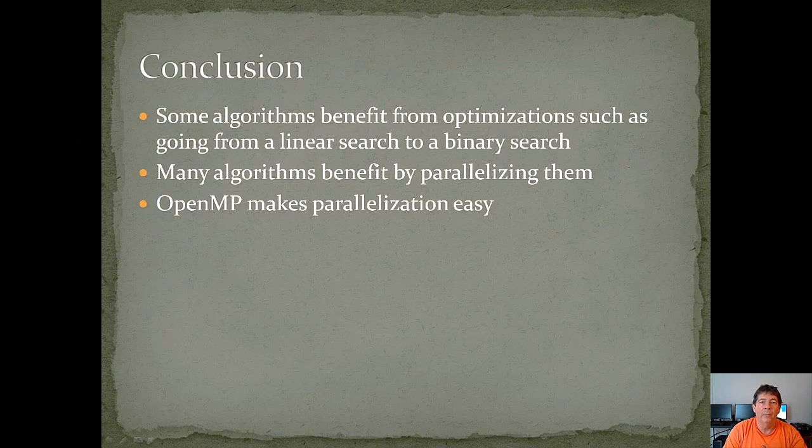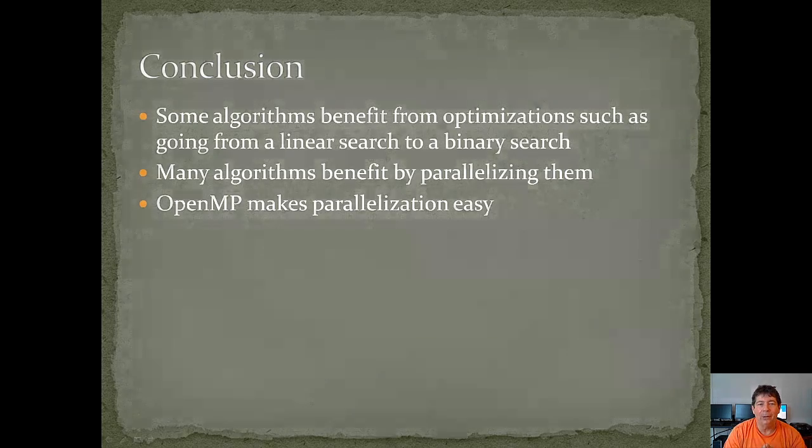So in conclusion, a lot of algorithms benefit from optimizations, and the example I gave was going from a linear search to a binary search. Very clear optimization there. In addition, many algorithms benefit from parallelizing them, and I showed you how to parallelize the binary search. And the last thing I want to say is OpenMP makes this stuff really easy. So here's your call to action. Crack open the OpenMP documentation and learn how to do it.